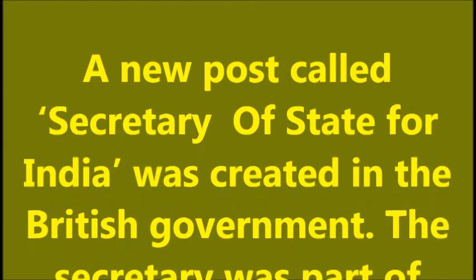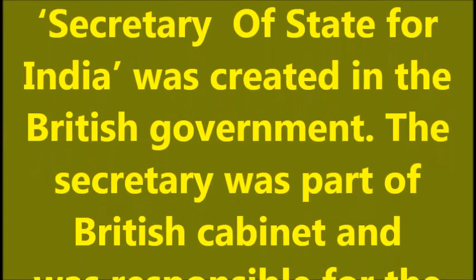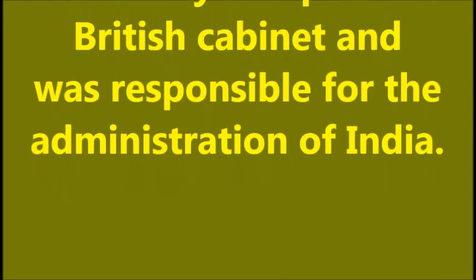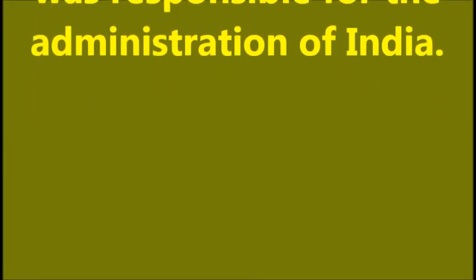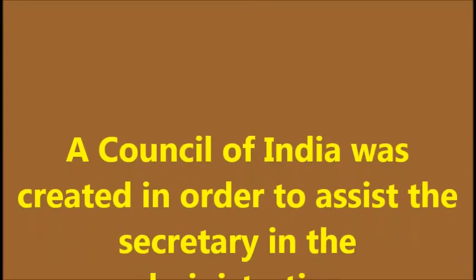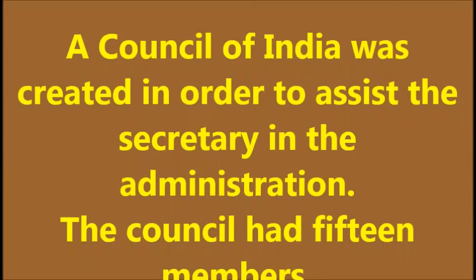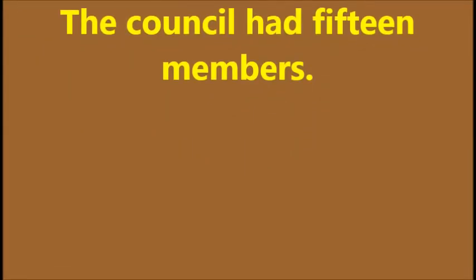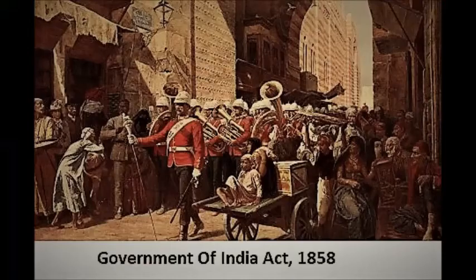Third one, a new post called Secretary of State for India was created in the British government. The Secretary was part of the British cabinet and was responsible for the administration of India. Fourth one, a Council of India was created in order to assist the Secretary in the administration. The council had 15 members. So all these are the important provisions of the Indian Government Act of 1858.